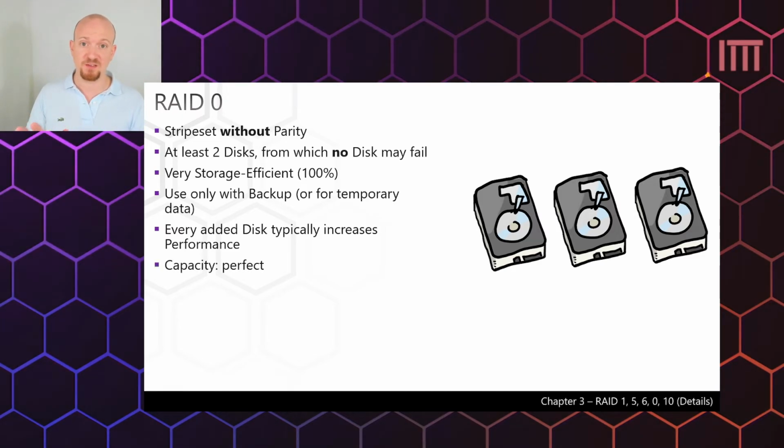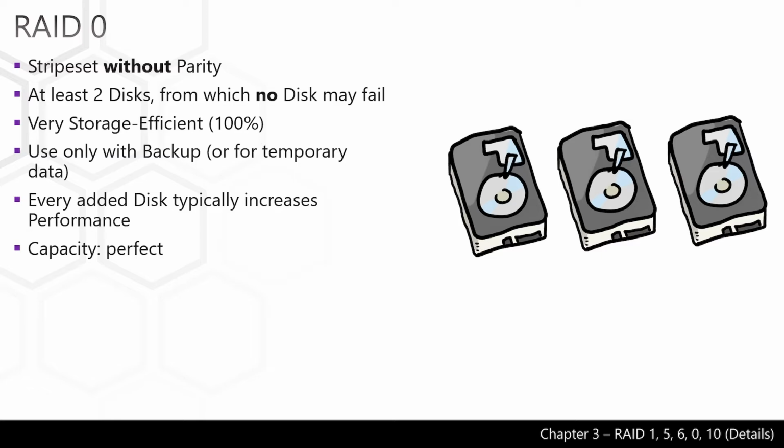The capacity is perfect. You will get 100%. The redundancy, however, is non-existent. If one of your disks fails, you lose all the data on all of the disks. The speed is very high, and it gets higher by adding more disks.